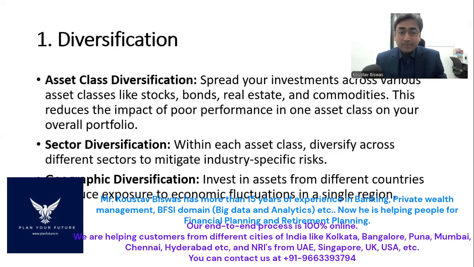Third level is geographic diversification. In our portfolio, we should not invest only in India. Yes, India has very good growth potential. So maybe in our portfolio, 70-80% we may invest into India, but 5 to 10% we may diversify into maybe US, China, or other emerging countries where you have very good growth potential.